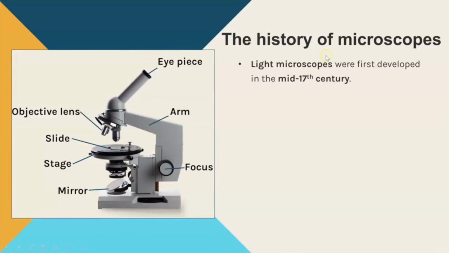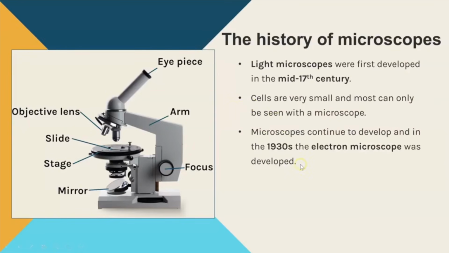Now, light microscopes were actually first developed in the mid-17th century, so they have been around for a long time. And cells are very, very small. They're the basic building blocks that make up all organisms. But most of them can only actually be seen with a microscope because they're so small.